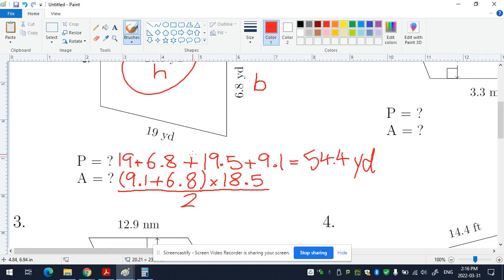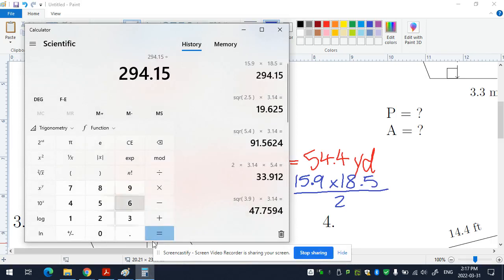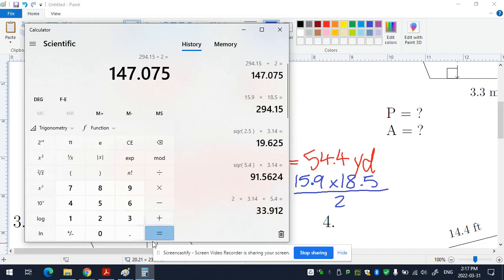So what's 9.1 plus 6.8? That is 15.9. I know that. Everyone, 15.9 times 18.5. All divided by what still? Yeah, I haven't touched the 2 yet. Come on, everyone. Copy. All right. I'm just going to jump to the final answer, okay? I don't want to write. I don't have enough space, and I don't think you do. I'm not going to write something divided by 2 and then the final answer. I'm going to do the whole thing on the calculator right now and then divide by 2. 15.9 times 18.5 divided by 2. Right there. Boom. That's the area.